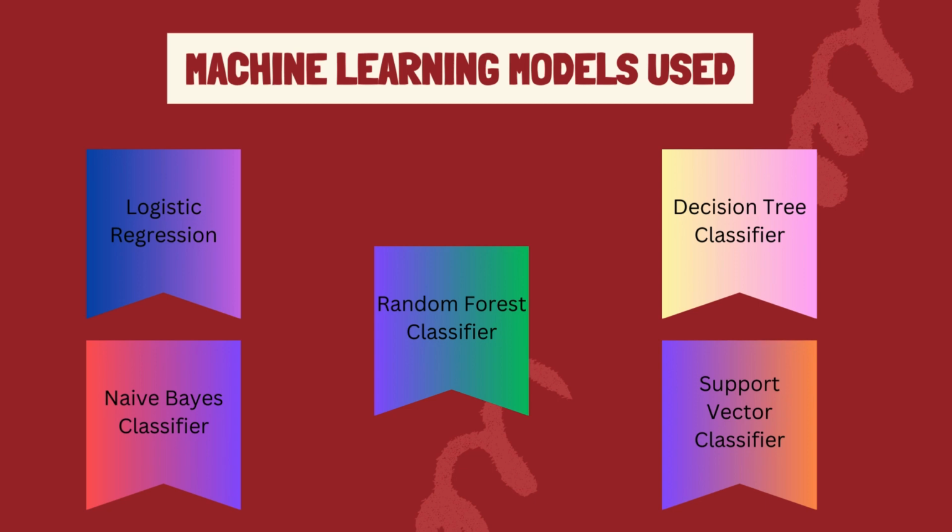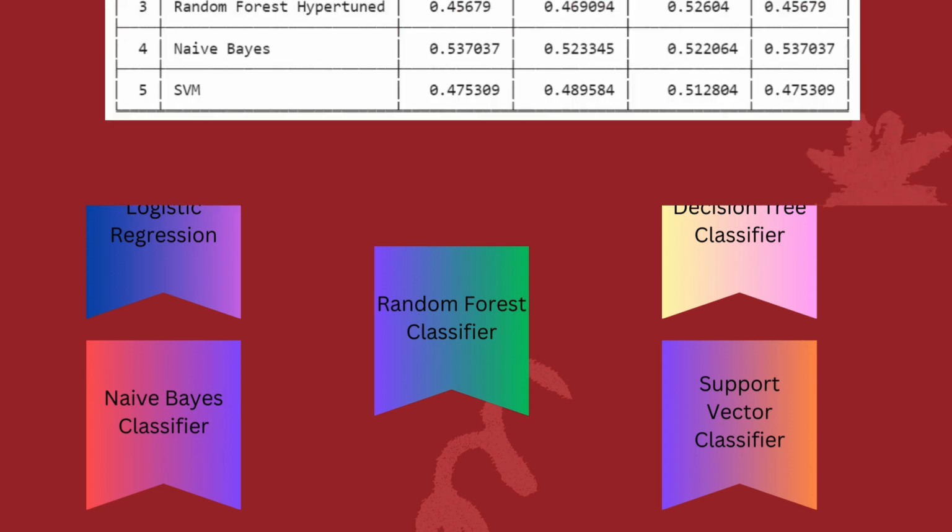The naive Bayes classifier uses probability theory to predict the category of a given data point, making it simple yet effective, especially with text classification tasks. Lastly, the support vector classifier creates decision boundaries to separate different categories, aiming to maximize the margin between them for better classification. By using these diverse models, we can explore different approaches to understand and predict patterns in our data, ultimately helping us make more informed decisions.